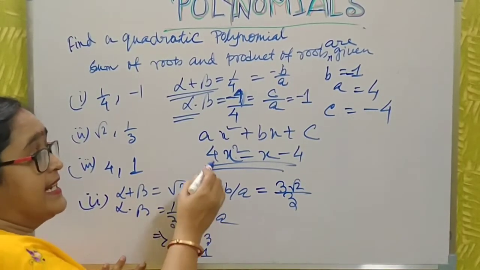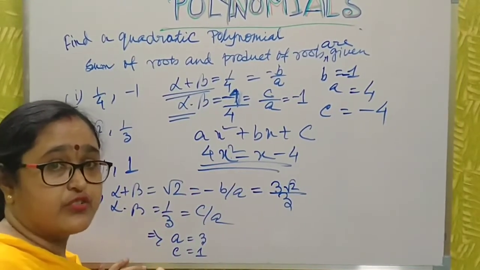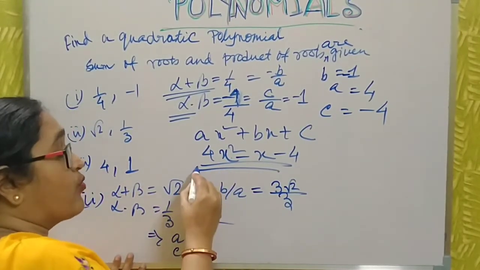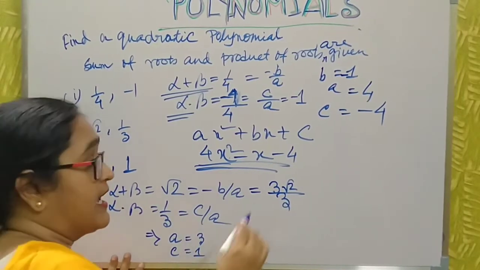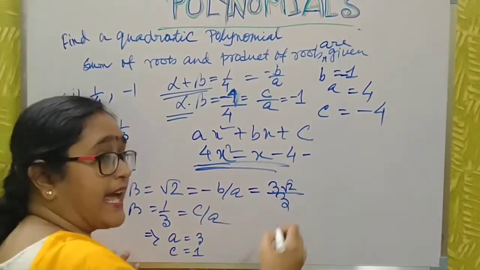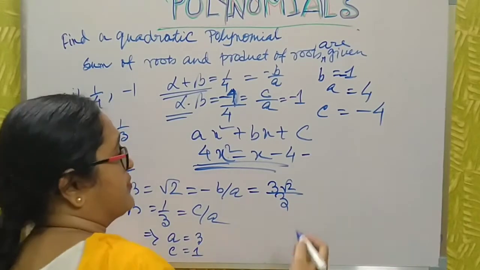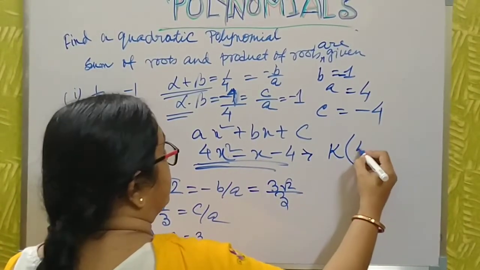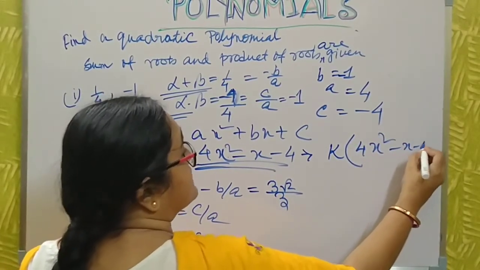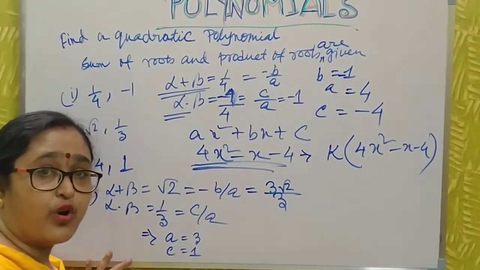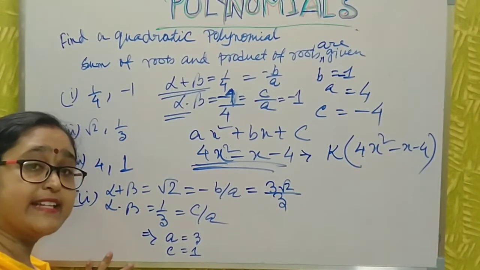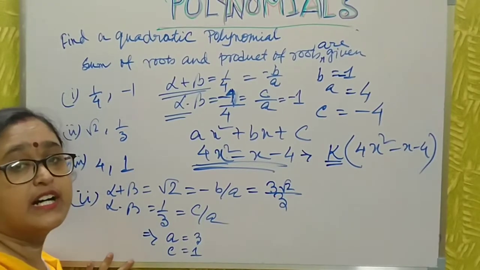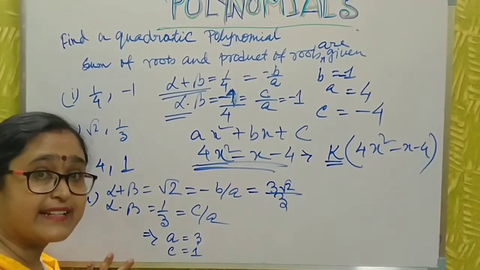This is one type of quadratic polynomial, and you can find another type of quadratic polynomial by taking a constant term. This is another quadratic polynomial you can find. That's why I multiplied the constant term here. This is the exact answer.